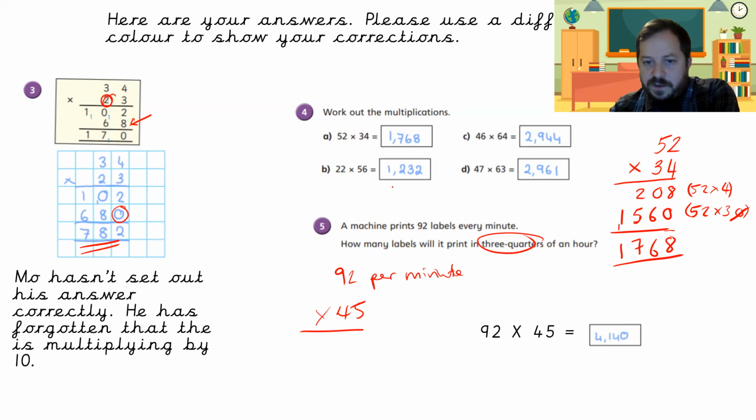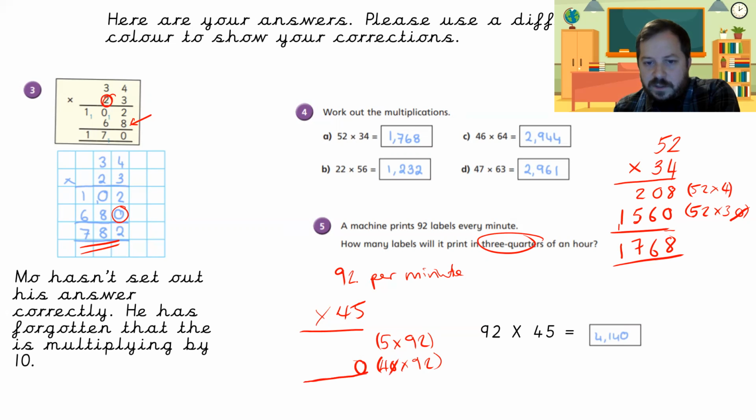So we do 5 times 92. And then we're going to do 40 times 92. Before I go any further, what can I put in place? I can already put that 0. I know it's there. That's just going to help me out. And I've done that bit.